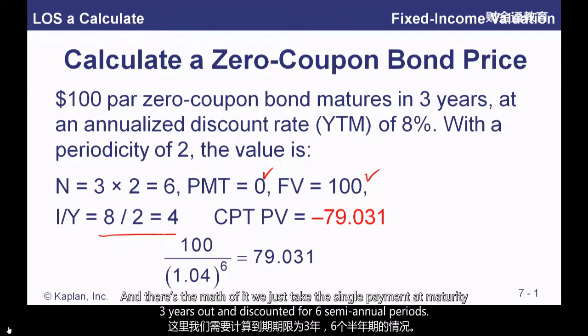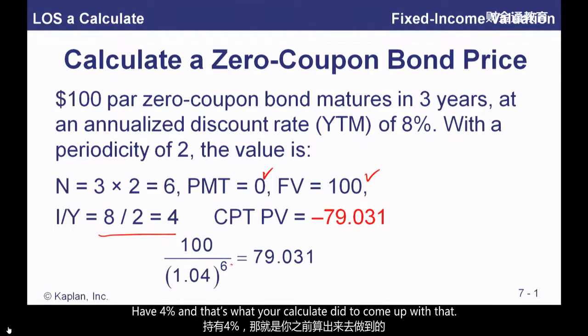And there's the math of it. We just take the single payment at maturity 3 years out and discount it for 6 semi-annual periods at 4%, and that's what your calculator did to come up with that.